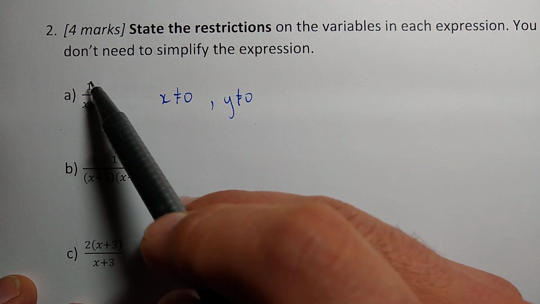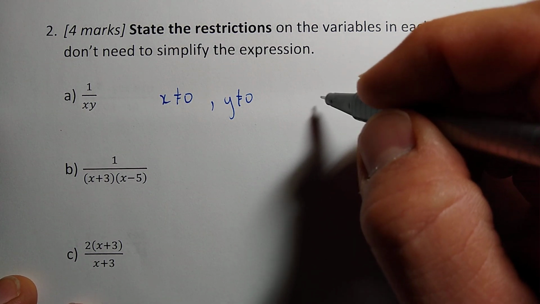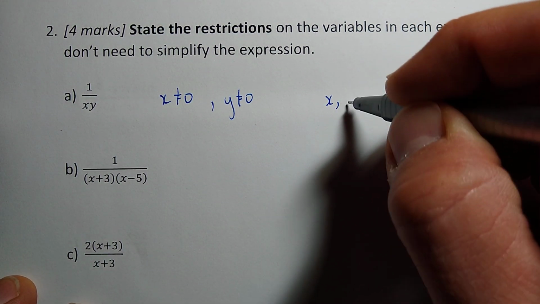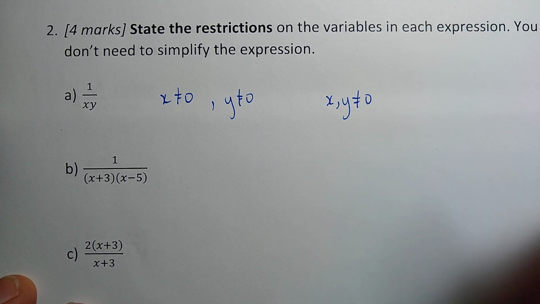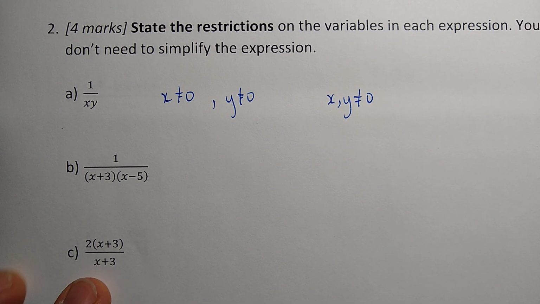1 divided by 0 is a no-no, so those are the two ways that could happen. Some people will also write x comma y not equal to 0, and that's also fine. So those are the two restrictions on that expression.